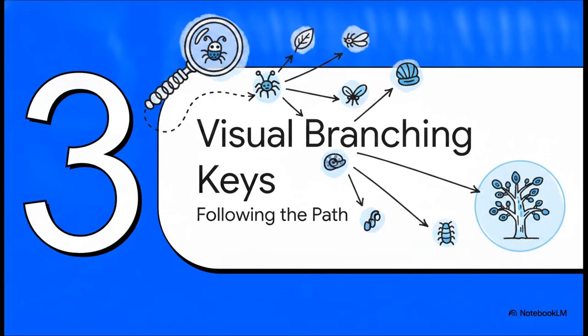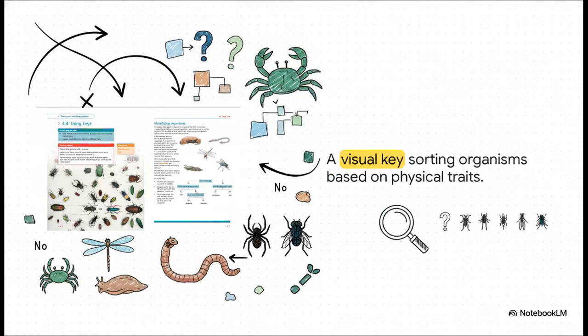All right, Section 3, solving visual branching keys. Now that we know the rules of this biological detective game, let's see what this actually looks like in practice using a highly visual format. Notice how elegantly this visual setup separates vastly different creatures. We have a crab, an earthworm, a slug, a dragonfly, and a housefly.